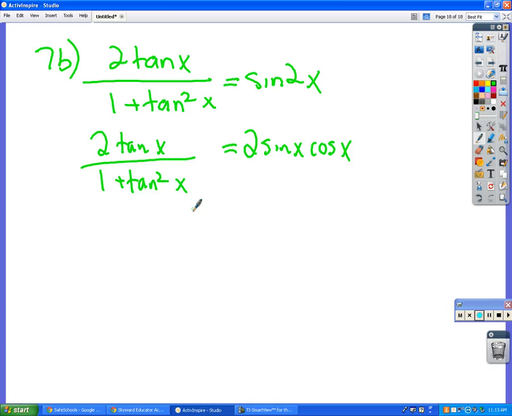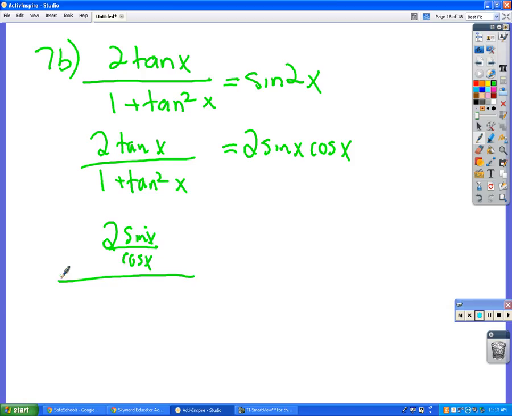Tangent is sine over cosine, yep. So you want to change all those into sine and cosine? Yeah, you need to. Okay, so I'm going to take the top one and change it into 2 sine of x over cosine of x. Now I'm going to do something fun with this here.